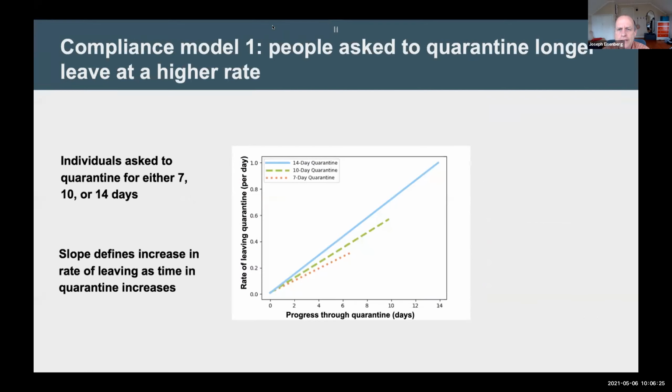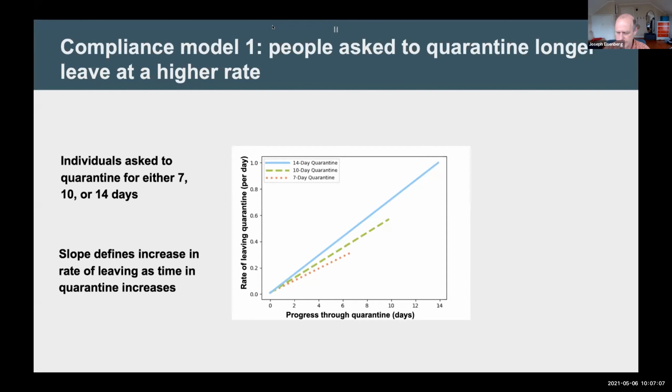So then the question is, how do we model compliance, which again, as we talked about, is a complex process. So we started with a simple model where people are asked to quarantine. The assumption here is people asked to quarantine for longer will leave at a higher rate. And this graph shows you on the x-axis the progress through the quarantine period measured in days, and on the y-axis the rate of leaving quarantine early. So the steeper the slope, the more non-compliance there is, and the shallower the slope, the less non-compliance there is.